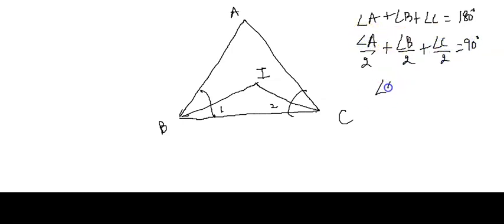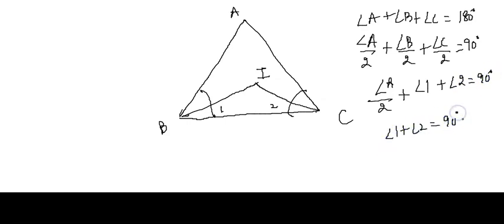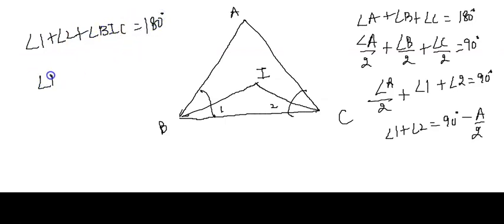That means A by 2, plus half of angle B which is angle 1, plus half of angle C which is angle 2, is equal to 90 degrees. We can say that angle 1 plus angle 2 is equal to 90 minus A by 2. And we know that 1 plus 2 plus angle BIC will be equal to 180 degrees. So angle BIC is equal to 180 minus (1 plus 2).